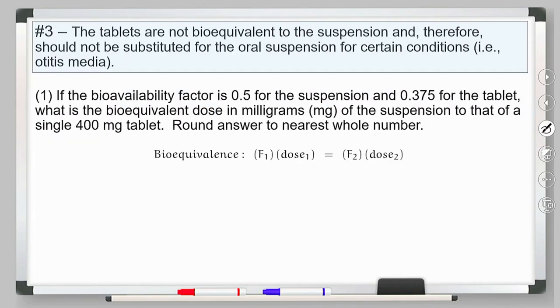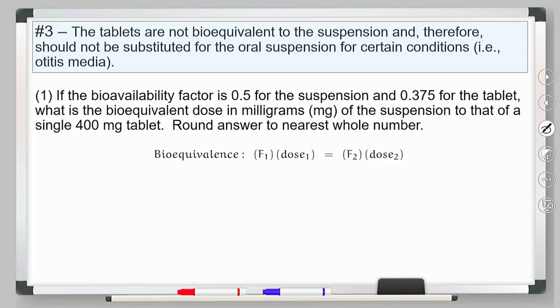Bioavailability. Let's move on to a different topic. It's still bioavailability, but we're going to call it bioequivalence. Bioequivalence is the idea that if we take the dose times its bioavailability factor, you can see how much gets into the blood. That is how you get a therapeutic amount.